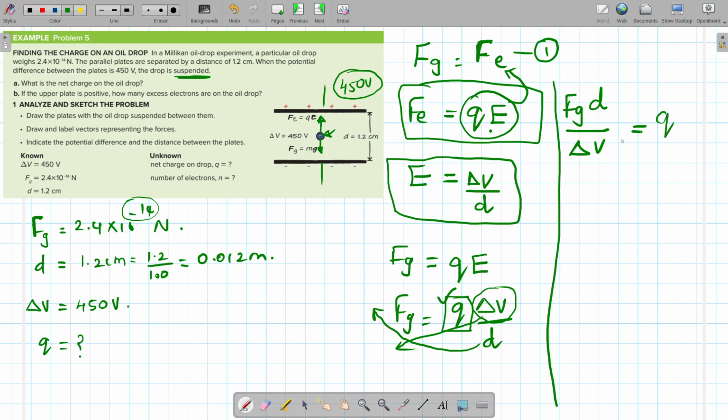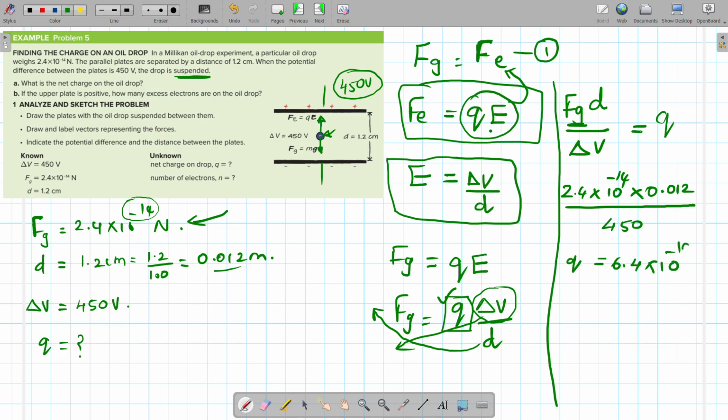Q is equal to what is remaining. Fg, the force of gravity, that is the weight of the oil drop, is here 2.4 times 10 to the power minus 14, times D, 0.012, divided by delta V, 450. So Q is equal to 6.4 times 10 to the power minus 19 coulomb is the charge. We found it. It's part A.